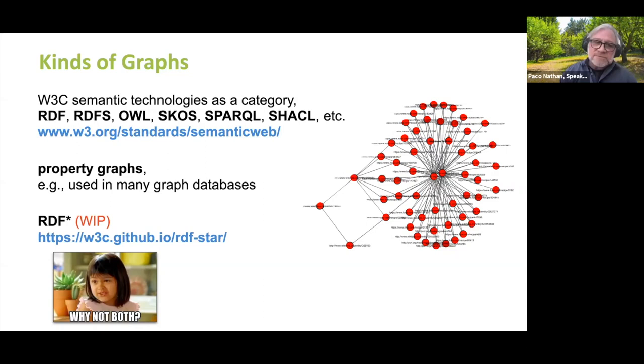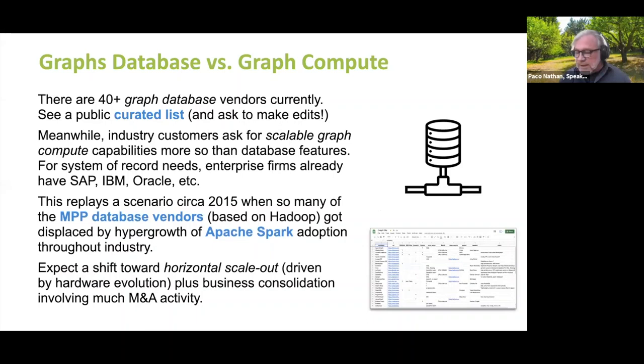However, I'm involved with a community called Knowledge Graph Conference, and I've been curating a public list. Please add to it if you want. We're tracking at least 40 different graph database vendors currently. But when we look at the large industry use cases, they're really more concerned with scalable graph compute, not with databases. Frankly, enterprise firms already have SAP and Oracle and all that.